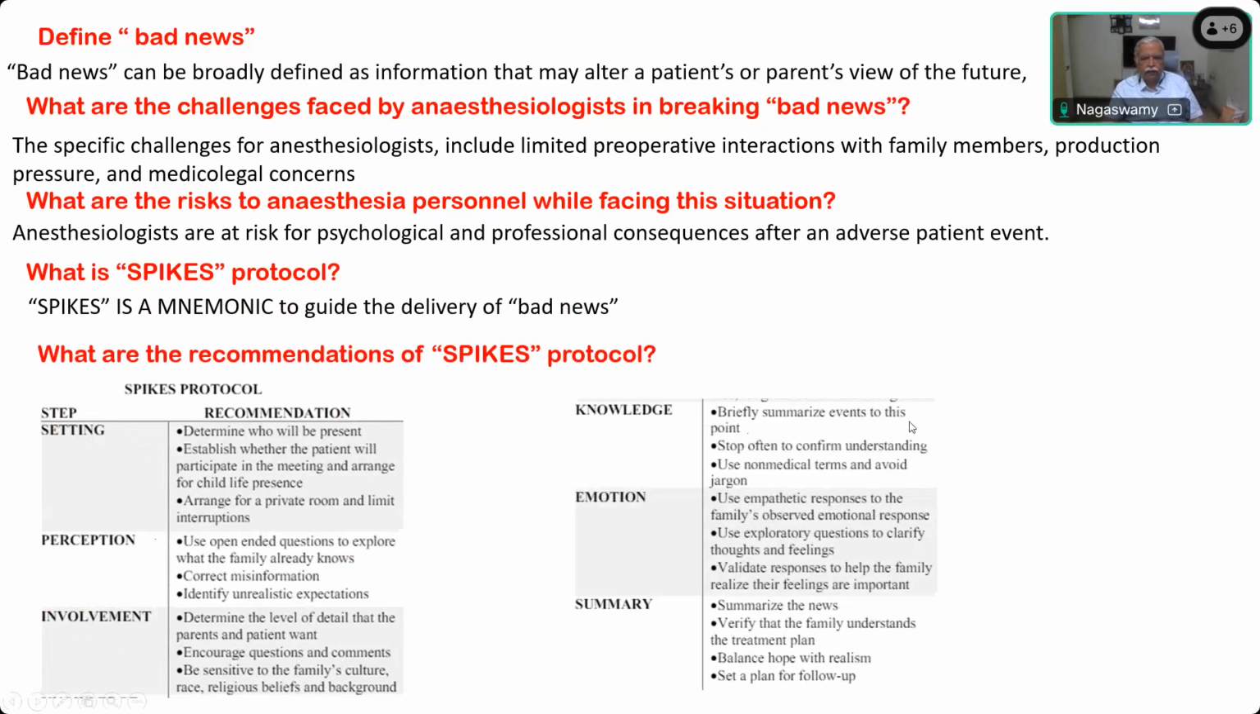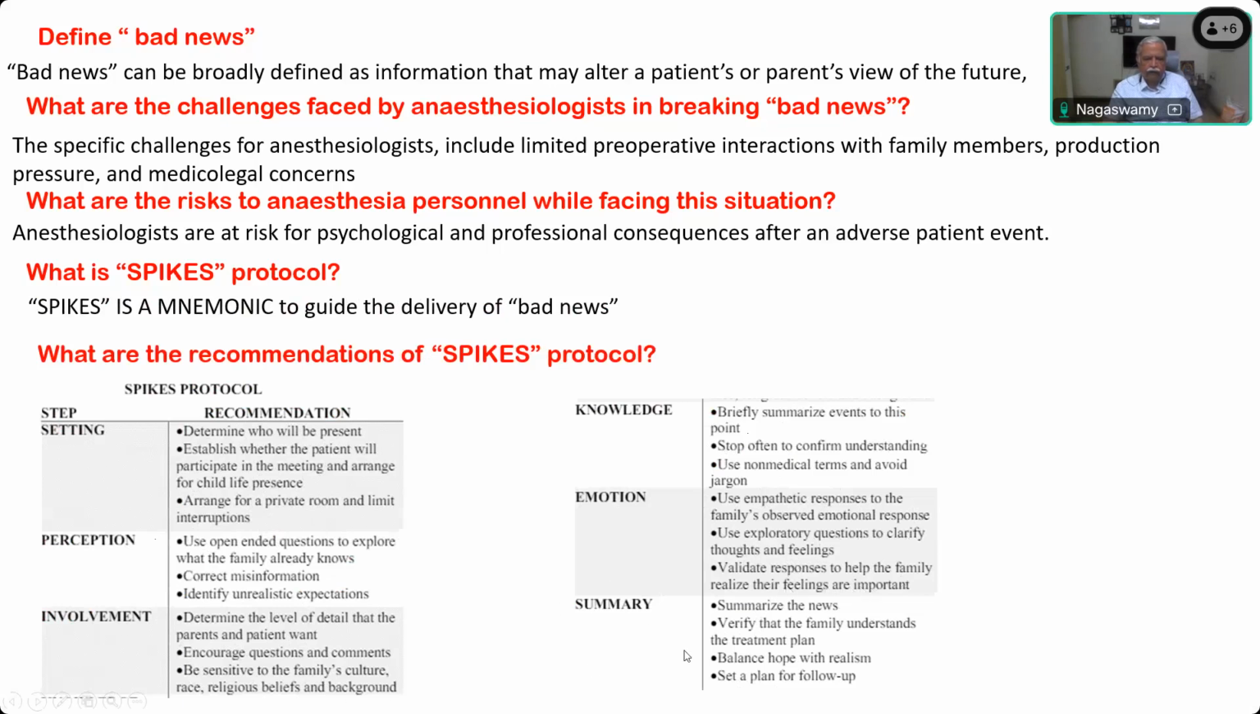Then the other part of the mnemonic, knowledge. Briefly summarize events to the point. Stop often, confirm understanding. Use non-medical terms and avoid jargon. So don't use technical terms. Try to be as much of a lay person as possible. Emotion: use empathetic response to family, sound emotional response. And use exploratory questions to clarify the thoughts and feelings and validate response to help the family.